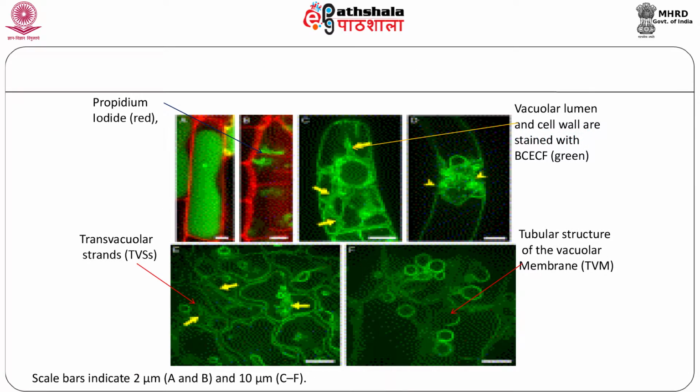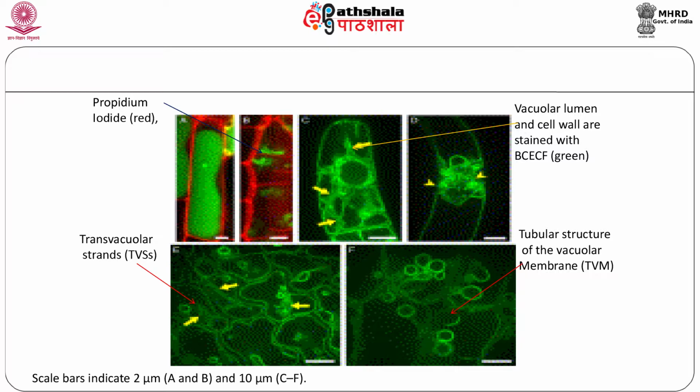In this figure, we have seen examples of vacuolar structure, A and B: Arabidopsis root in the elongation zone, A, and meristematic zone, B. The vacuolar lumen and cell wall are stained with CF green and propidium iodide, that is red, respectively, in C and D.